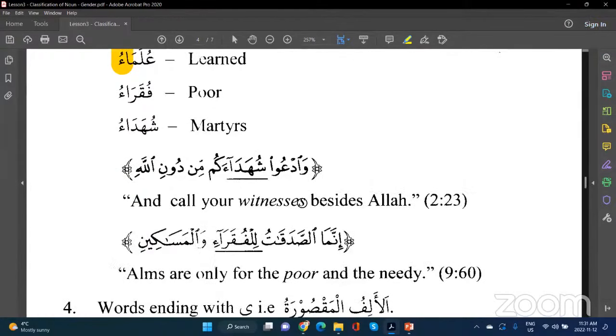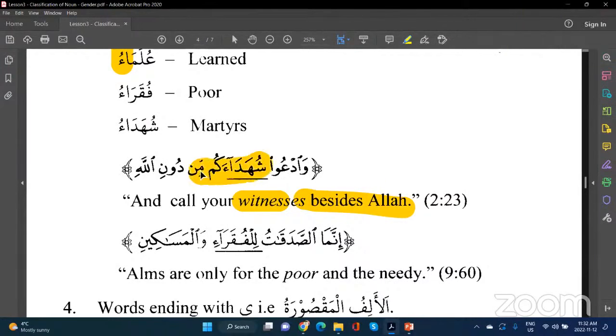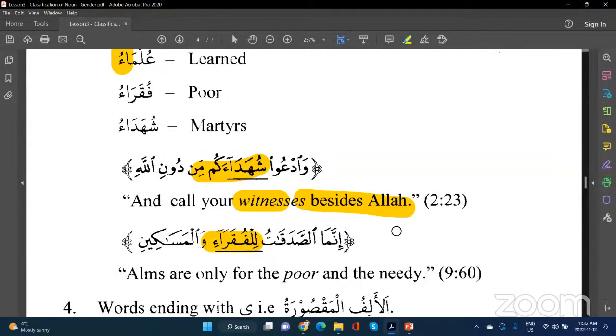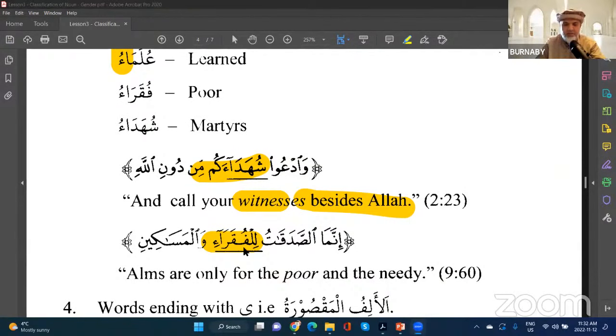Look at the example from the Quran: wad'u shuhada'akum min dunillah, and call your witnesses besides Allah, that you can call. Shuhada here means witnesses. Is it masculine or feminine? Masculine. Innama sadaqatu lil fuqara'i wal masakin. Is lil fuqara masculine or feminine? Masculine. Mashallah. Okay, since everybody else is so quiet, am I assuming that everybody is understanding all this? Are we good? Brother Abid.